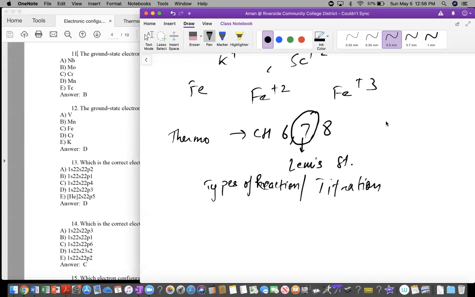Polyatomic ions, do we need to know how to write electron configuration for that? No. Writing electronic configuration is only for atoms or ions, not for molecules. For Lewis structure, yes. For Lewis structure, you need to know molecules like CO2 and also CO3 2-. Lewis structure, polyatomic ions, will be on the test. But electronic configuration is just atoms and ions, not polyatomic.